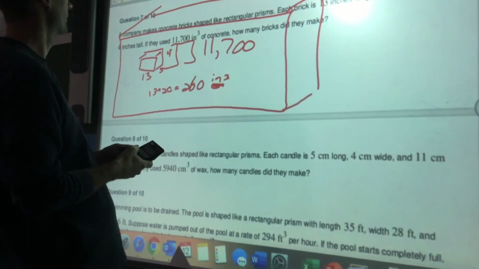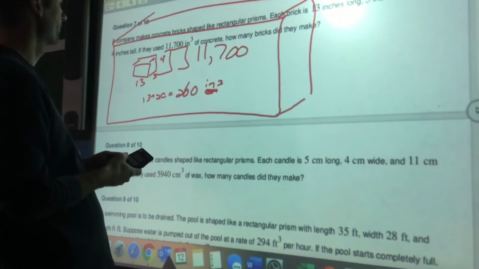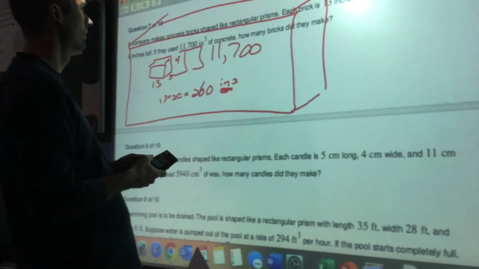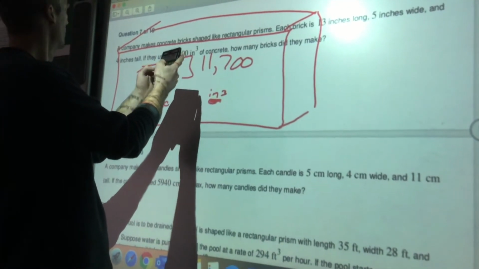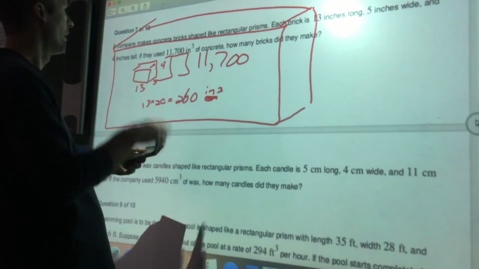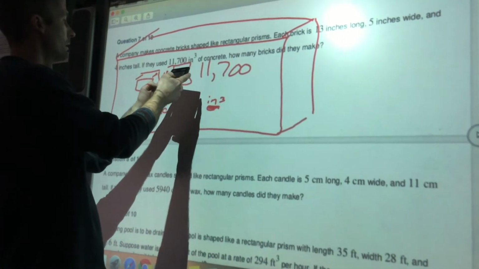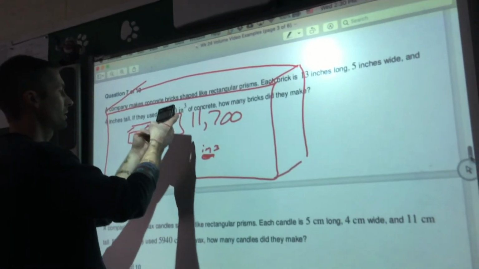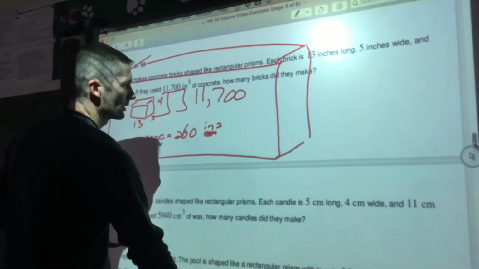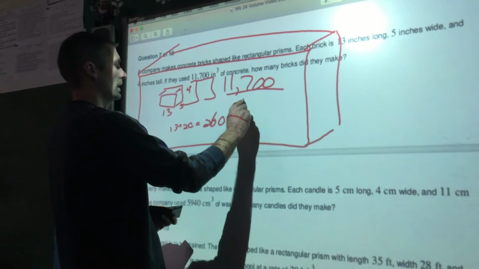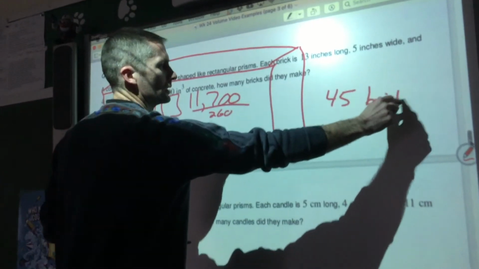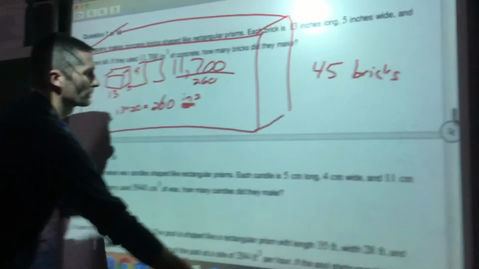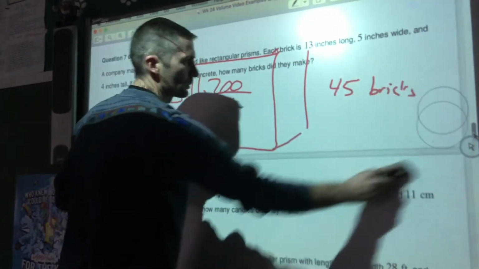22.5. That doesn't make sense. Usually it doesn't give you decimals on this. Huh. 11,700 divided by 260. 45. I don't know what I did wrong the first time, but we're doing that. Divided by 260 will give you 45 bricks. Okay? So I did that one with the picture, where I thought through, I'm going to split it up. When we're talking about splitting, we're talking about dividing.